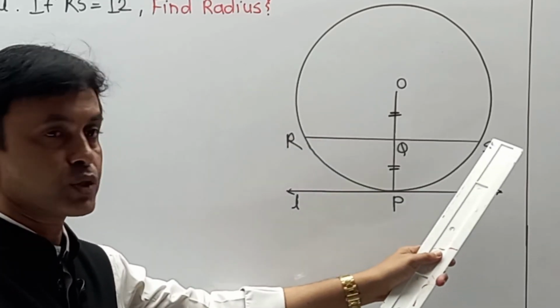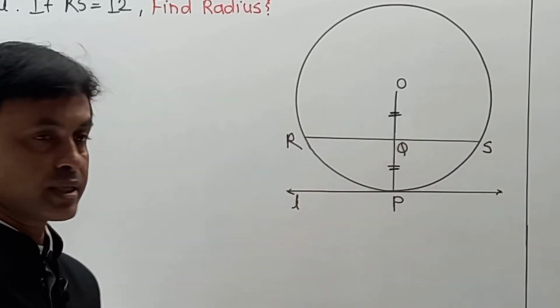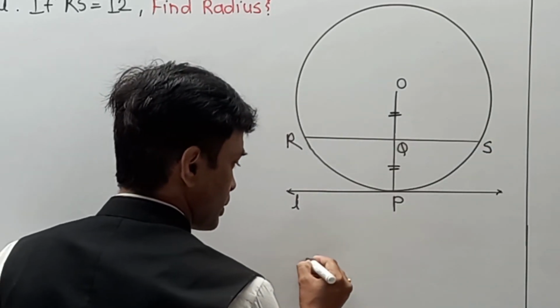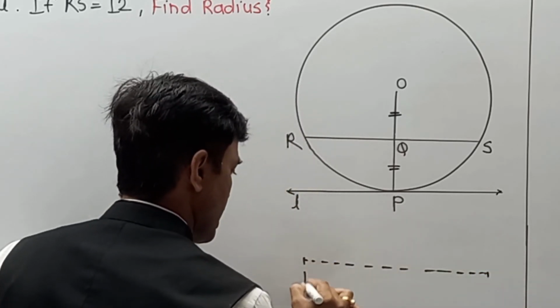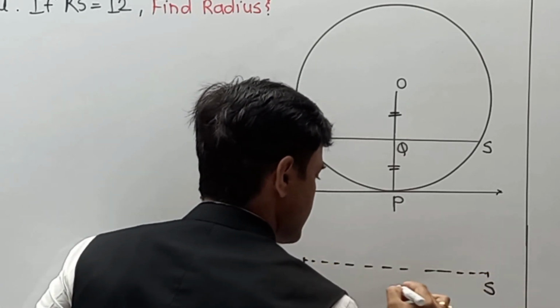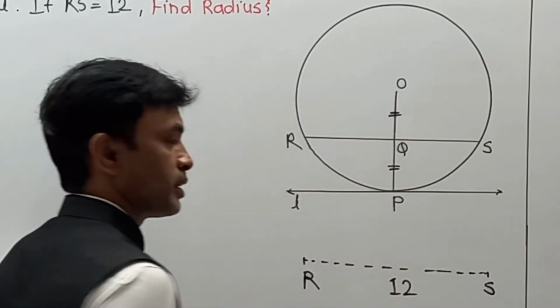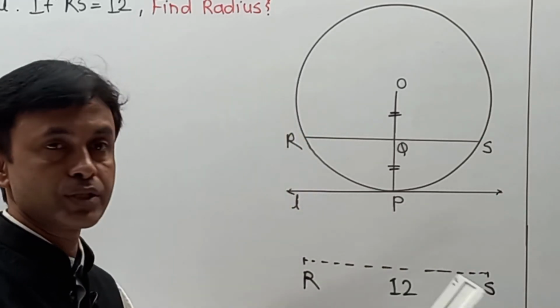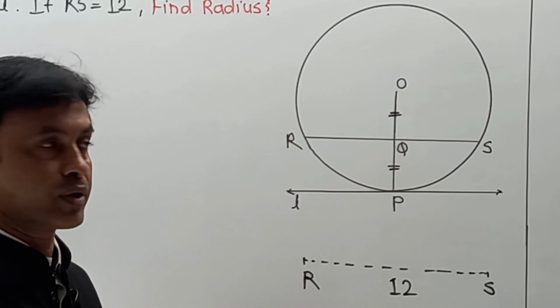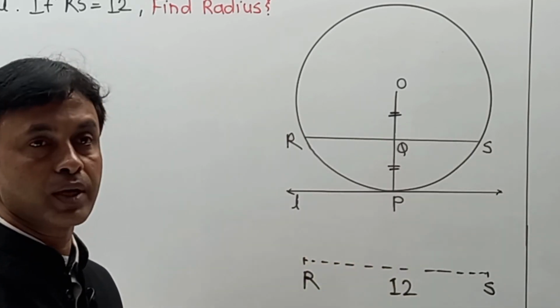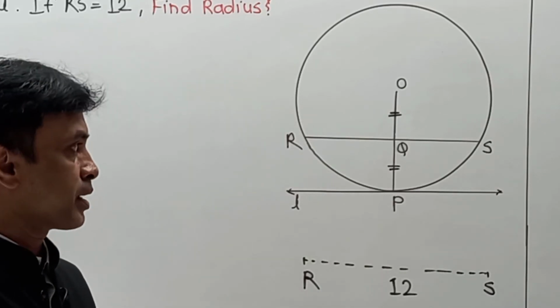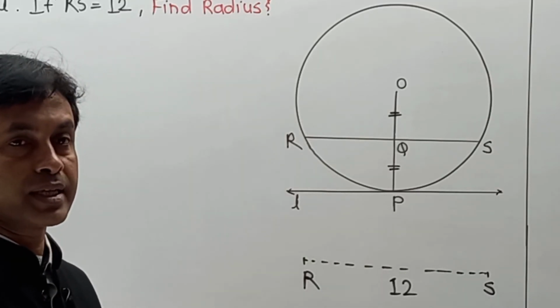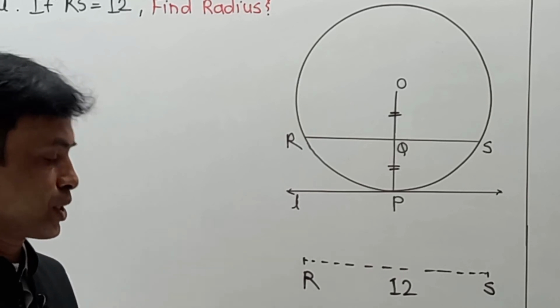If RS is 12, from R to S, I am going to draw this over here. This distance is given as 12, just as a part of knowledge. RS is 12. Then find the radius. Now remember, they have not given a radius over here.